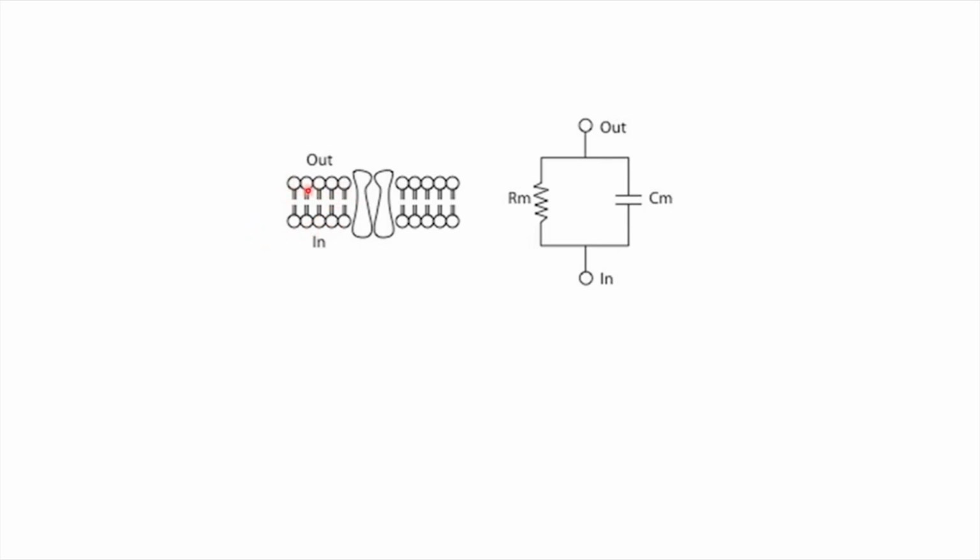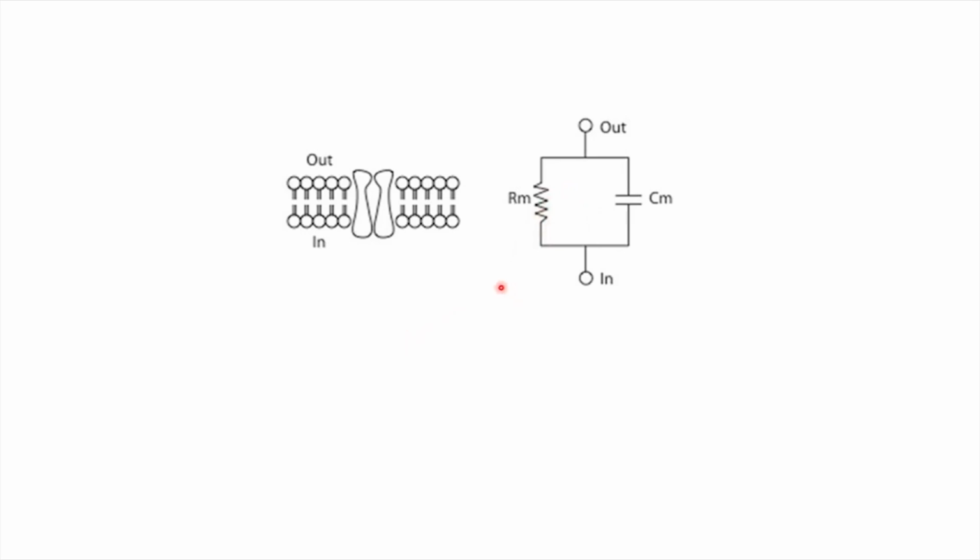So this arrangement functions like two conducting layers separated by an insulator, so it acts like a capacitor. And because this capacitor is in parallel to ion channels which function like resistors or conductors, we can update our electrical diagram of the neuronal membrane by adding capacitance. So this capacitance is in parallel to the resistance of the ion channels.